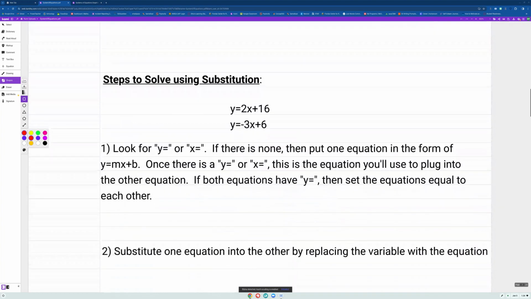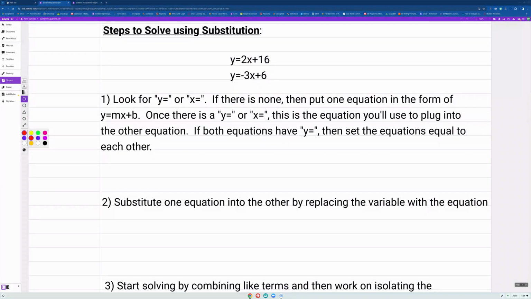So when I go through the examples, we're going to do it step by step so that you guys can see. Okay. So this very first one, I have y equals 2x plus 16 and y equals negative 3x plus 6. So my first step was to look for y equals or x equals. So I do see that there's a y equals right here. So then I'm going to ask myself, what do I have to do? Because they're both y equals, right?